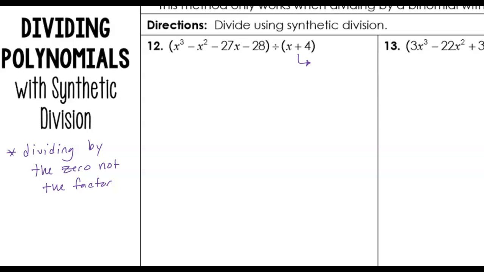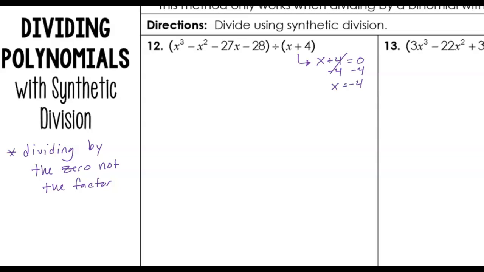Remember, to get the zeros or the solutions or the roots, there's so many names for it, the x-intercept, you set the factor equal to 0, and you get the x by itself by subtracting over. So here, x equals -4 is our zero. That's actually what we're dividing by, -4, not the +4 that the problem originally told us, just the -4.